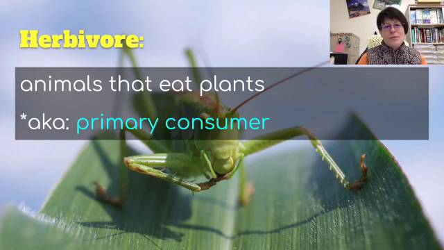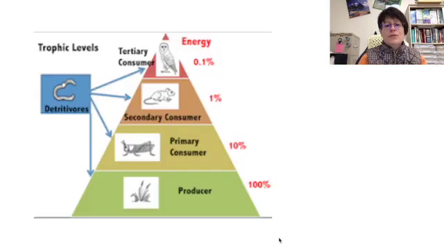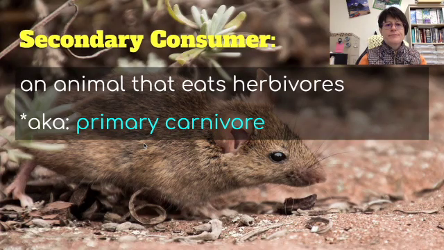In our food chain, we have what are called herbivores. These are animals that eat plants. They're also known as primary consumers. So here they are in our food pyramid. They're just up above the producers eating them, and they are our primary consumers. Remember, these are the herbivores.